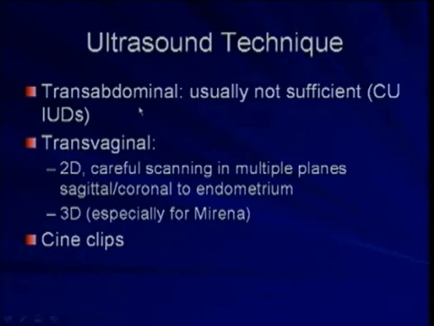What is the technique that we use to evaluate these patients? We routinely do take a quick look transabdominally, but usually this is not sufficient. Occasionally, because of their highly echogenic nature, one can determine the location of the copper IUDs transabdominally. Usually, though, we use transvaginal sonography, and when using 2D ultrasound, very careful scanning in multiple planes that are sagittal to the endometrium as well as coronal to the endometrium to try to recreate, as it were, in our minds, the configuration of the IUD.